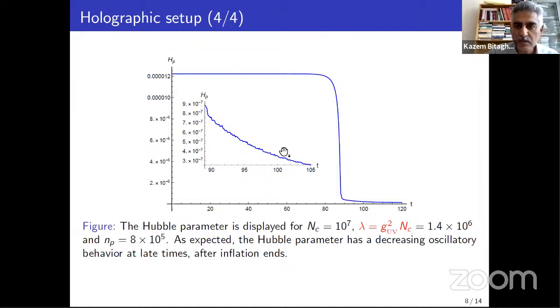We plot the Hubble constant, and we see that it's constant, and we see exactly this oscillating behavior: a decreasing oscillatory behavior at late times, clearly after inflation ends. And you see that from 19 to 105, this oscillation happens.